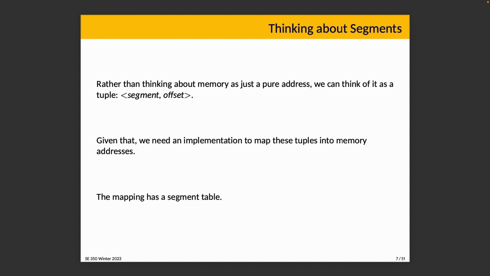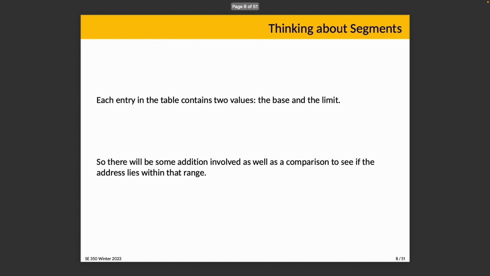And given that, we need some implementation to map it from this segment offset representation to the actual linear, pure address, physical address form of memory. And the mapping for that is called the segment table. And just as we've seen before, the segment table has information about base, so the starting address of the segment, and a limit, the length of that segment. So typically we'll do some addition and some comparison to make sure that whatever address has been emitted by the CPU lies within that range.